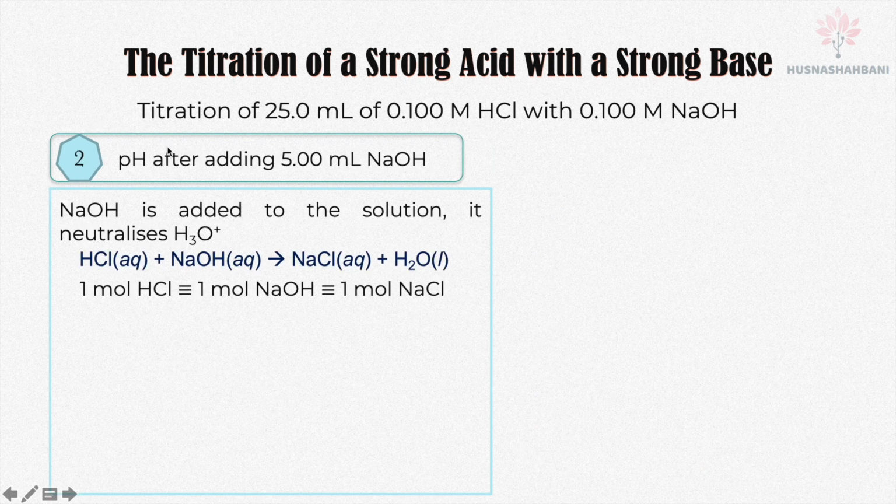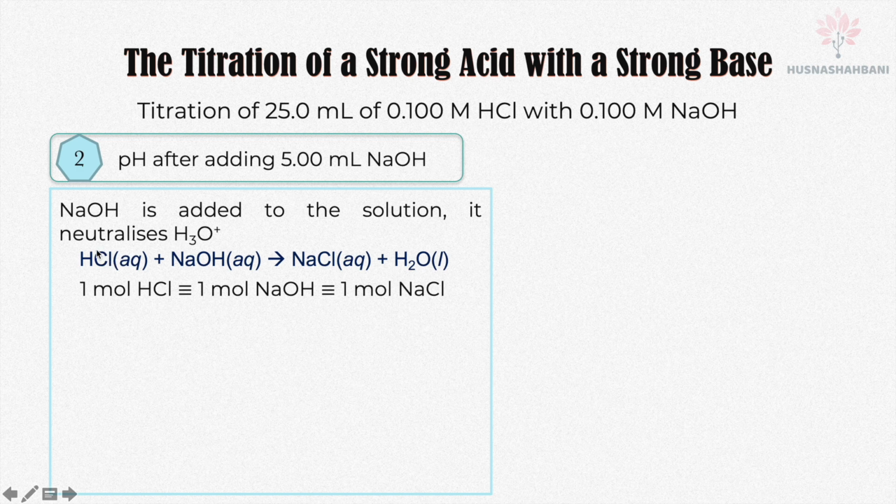Next, pH after adding 5 ml of NaOH. So we have to calculate what happens in the conical flask after we add 5 ml of NaOH. Sodium hydroxide is added to the solution in the conical flask. It neutralizes the H3O+ in the conical flask.